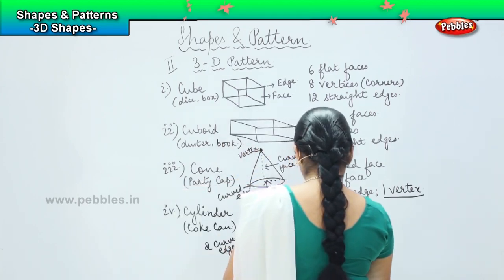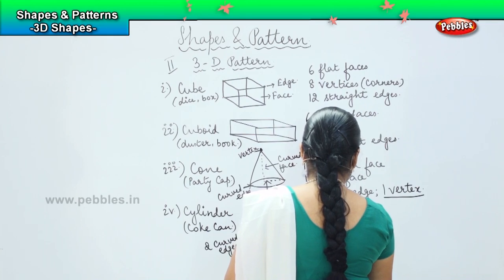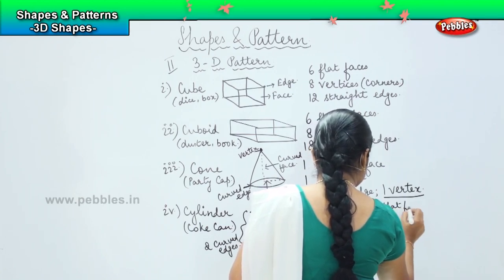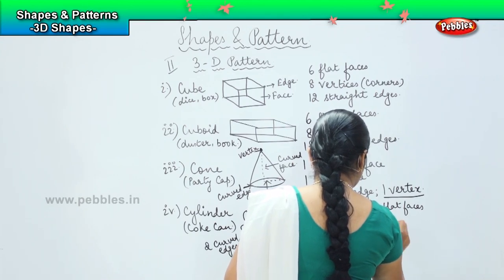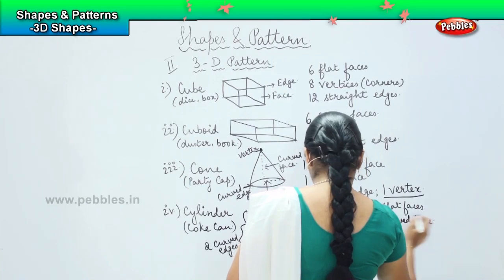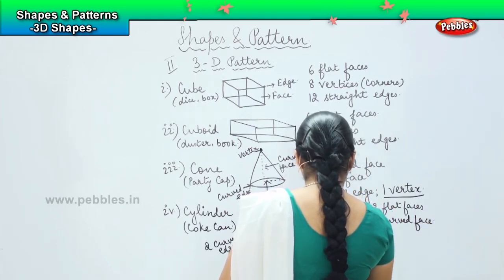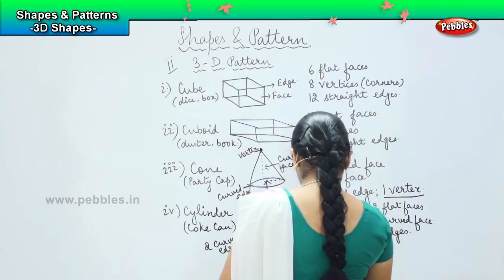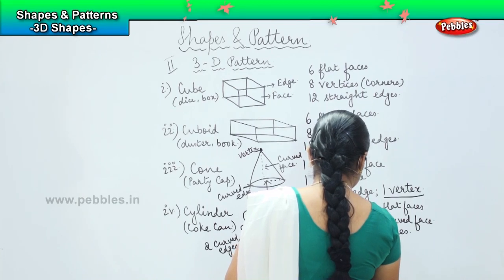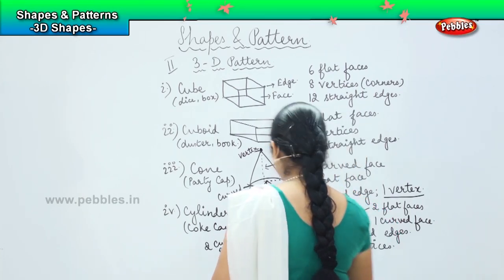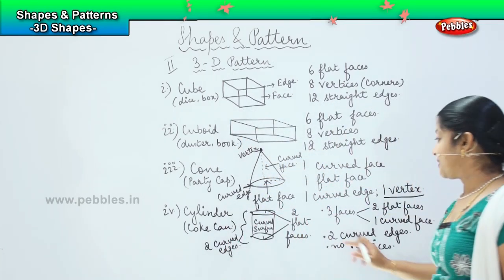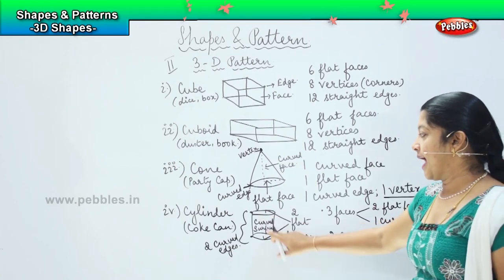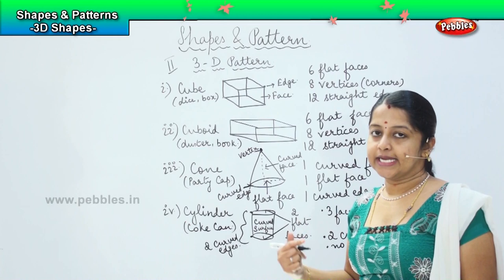So I can say the features here are, it has got three faces, in which it has got two flat faces and one curved face. Okay, and then you can say it has got two curved edges and it has got no vertices. Okay, so it means that here the two points, the two corners, are the curved edges. Okay, these are the curved edges. And it is a combination of a flat face and the curved face.